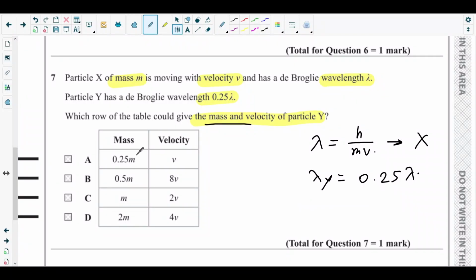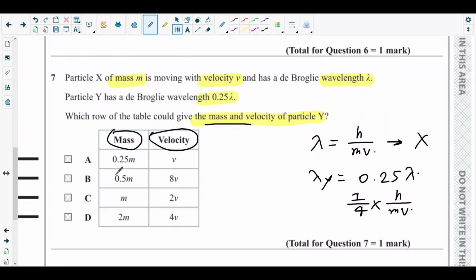So which of the combination of mass and velocity will give 0.25 lambda? Look, lambda equals h over mv, right? So 0.25 lambda is basically 1 over 4 times h over mv. So which of the combination will give 4 mv in the denominator? This is nothing but this one.